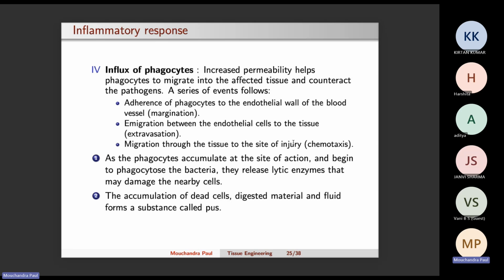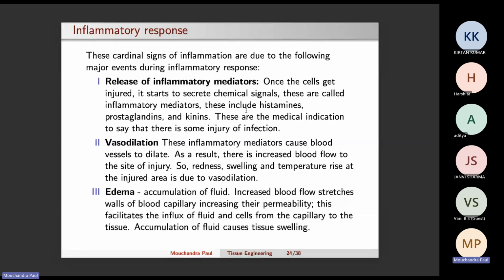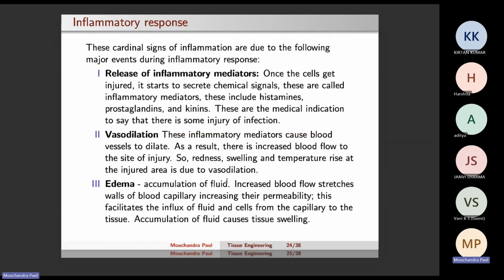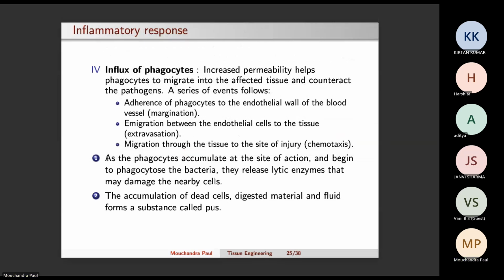Then there will be migration, that is chemotaxis. Chemotaxis is basically cell migration in the presence of a concentration gradient of chemical signals. And these chemical signals which are already present give a gradient to these phagocytes. Now, as phagocytes accumulate at the site of action, they will phagocytose the bacteria which have entered that injured site, and secrete their hydrolytic enzymes and kill them.